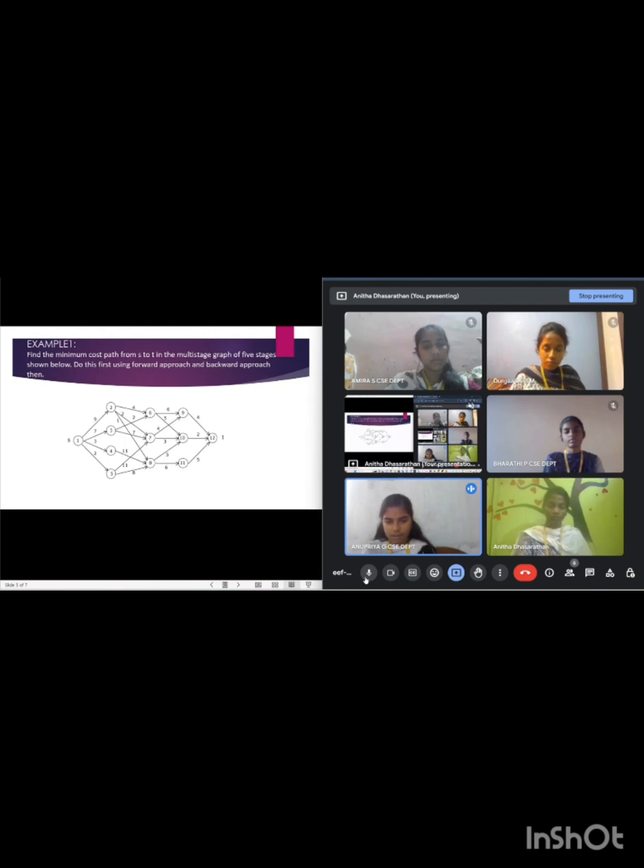Similarly, for vertex 7 and 8, we will find the same. For vertex 7, we have 3 incoming paths, from 2, 3, and 5. When we consider vertex 2, the cost of vertex 2 is 9.